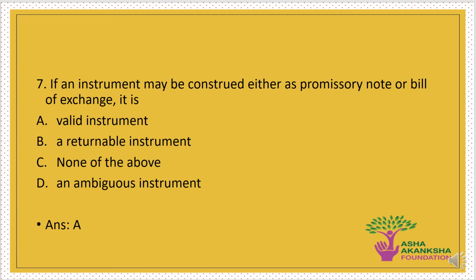The next question is, if an instrument may be construed either as a promissory note or a bill of exchange, it is, options are A, valid instrument, B, a returnable instrument, C, none of the above, or D, the ambiguous instrument. The correct answer to this question is option A, that is, if an instrument may be construed either as a promissory note or a bill of exchange, it is a valid instrument.